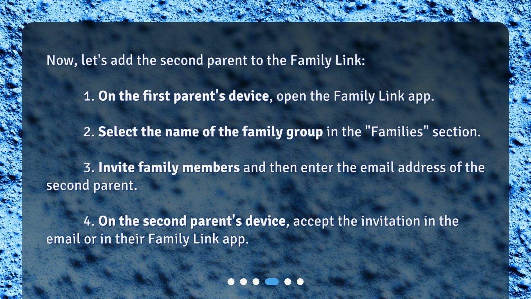2. Select the name of the family group in the Families section. 3. Invite family members and then enter the email address of the second parent. 4. On the second parent's device, accept the invitation in the email or in their Family Link app.